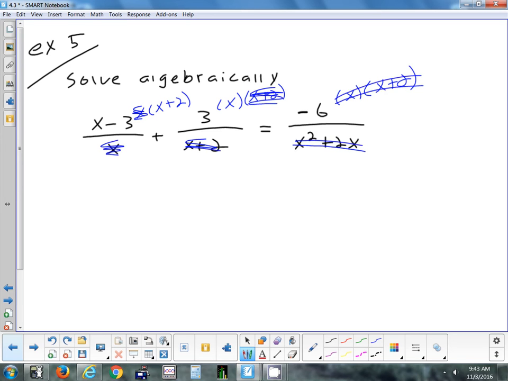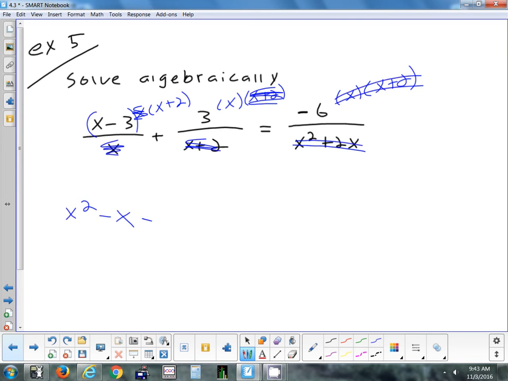Okay, the first one, that's a FOIL. You need to do the whole thing out. So x times x gives me x to the second. What's x times 2? Minus 3x. What's 2x minus 3x? And then lastly, -3 times +2. -6. Okay, next I'm distributing all of that.